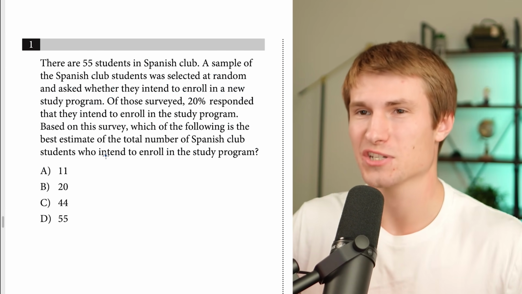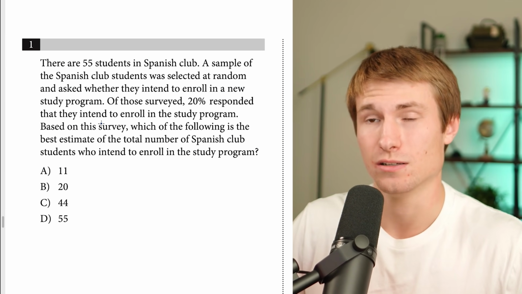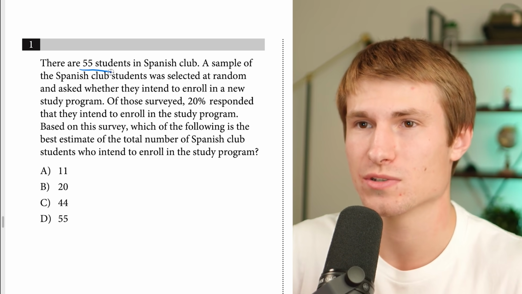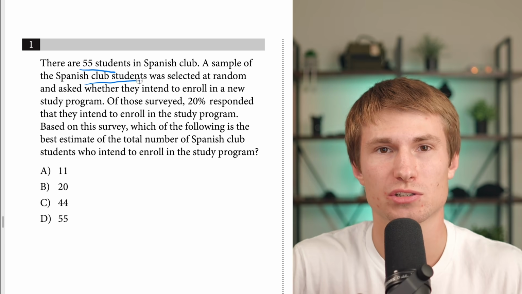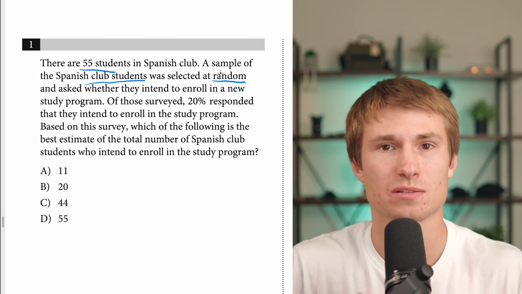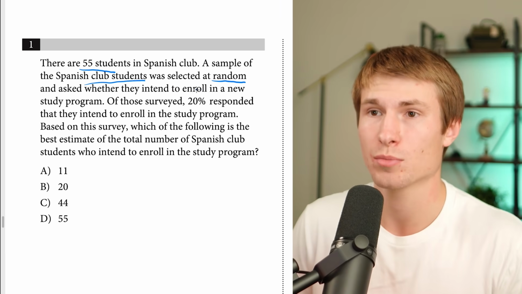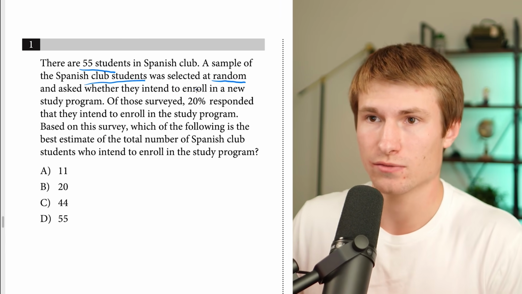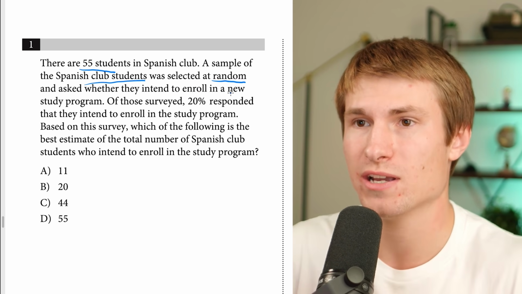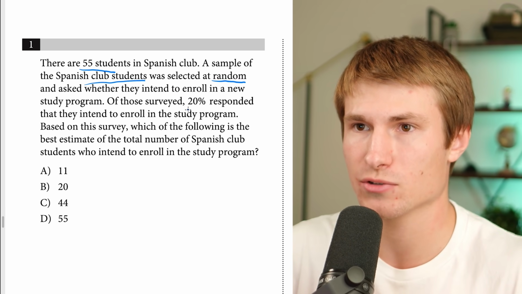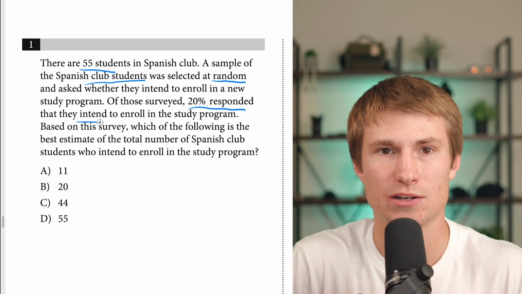Here's how to answer statistical inference questions on the SAT. Question 1 states that there are 55 students in Spanish Club. A sample of Spanish Club students was selected at random. That's important whenever you're doing statistical sampling. It must be random sampling in order to provide an accurate statistical inference for you to use later on, and asked whether they intend to enroll in a new study program. Of those surveyed, 20% responded they intend to enroll.